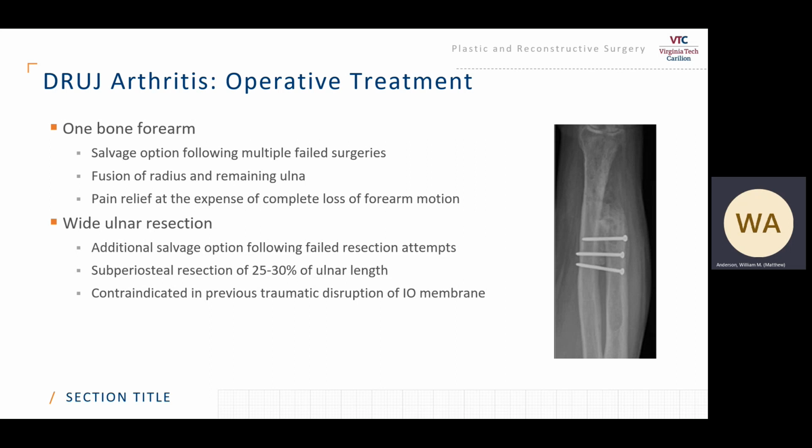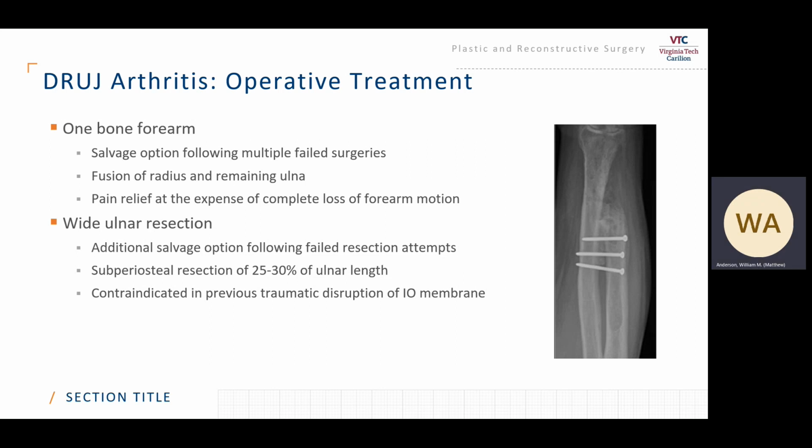For DRUJ arthritis, the absolute salvage procedures are one bone forearm and wide ulnar resection. One bone forearm is a salvage option, which involves fusion of the radius and the remaining proximal ulnar stump, as you can see in this picture here. It results in predictable pain relief, but of course at the expense of complete loss of forearm motion.